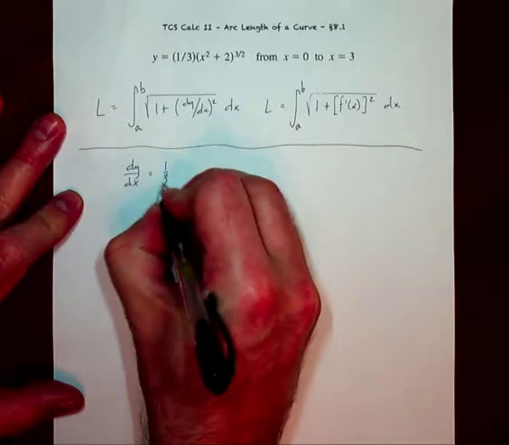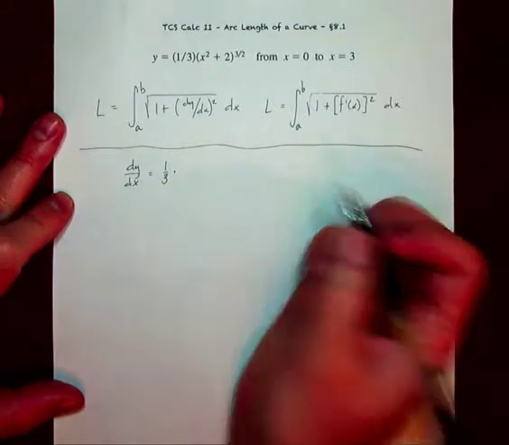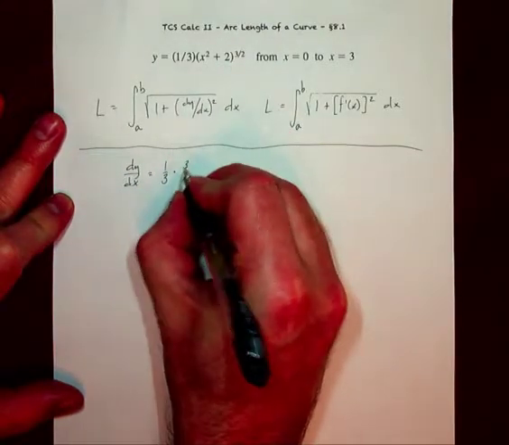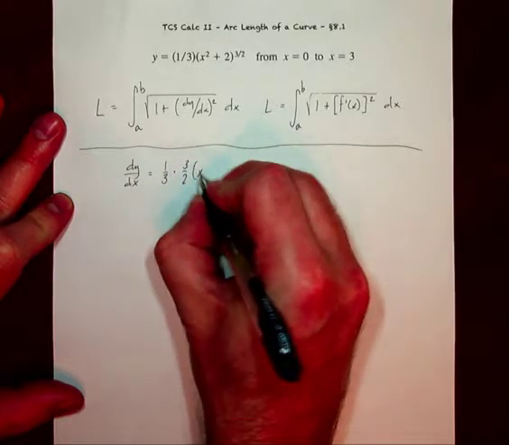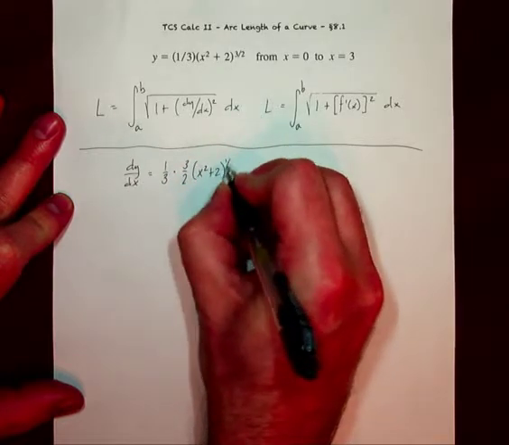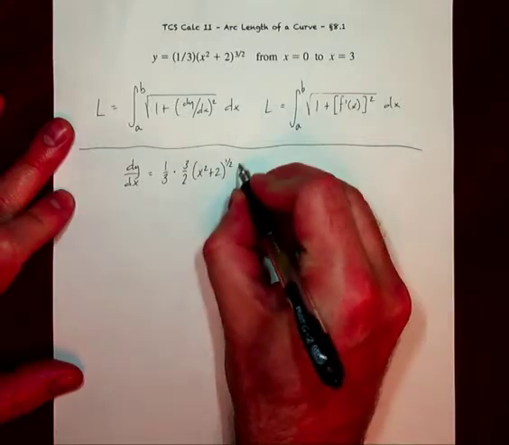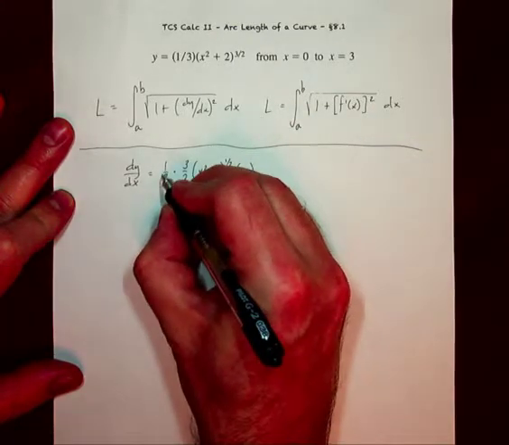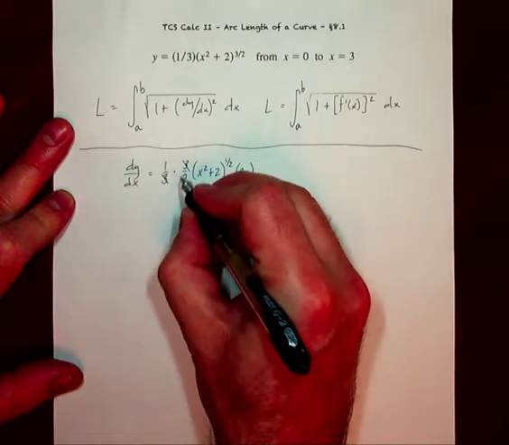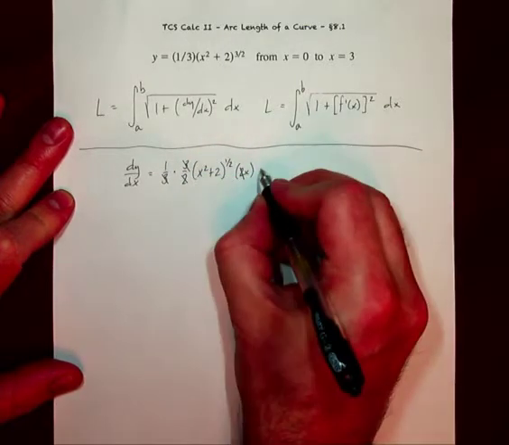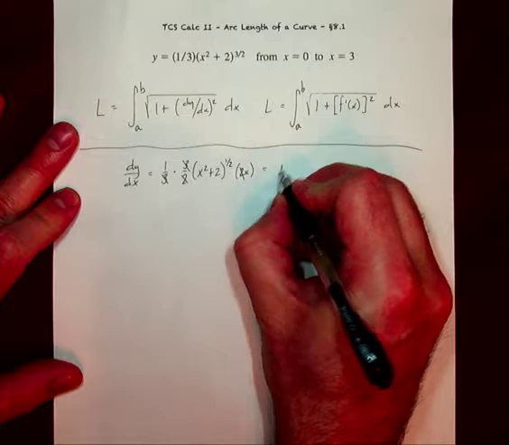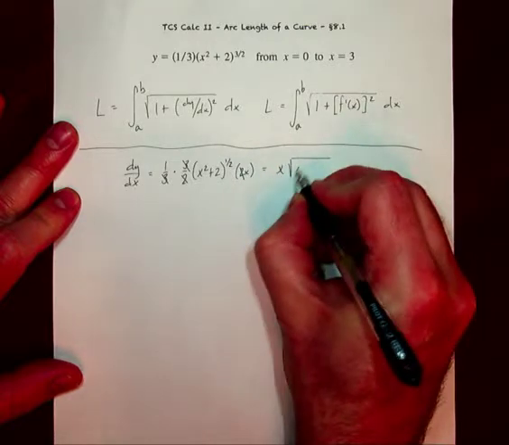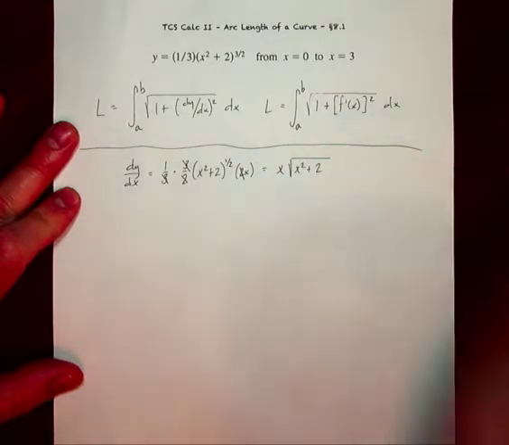So I'm going to take this and get dy/dx. I have 1/3. That comes along for the ride. The 3/2 gets pulled down, and I'm left with x squared plus 2 to the 1/2. Now, of course, by chain rule, I need to take the derivative of the inside. That's 2x. So that 3 cancels with that 3. That 2 cancels with that 2. And what I'm left with is x times the square root of x squared plus 2.